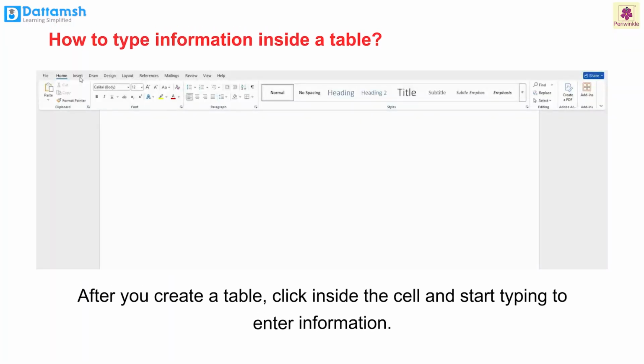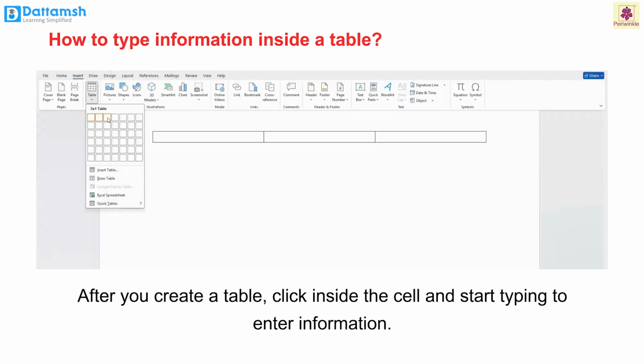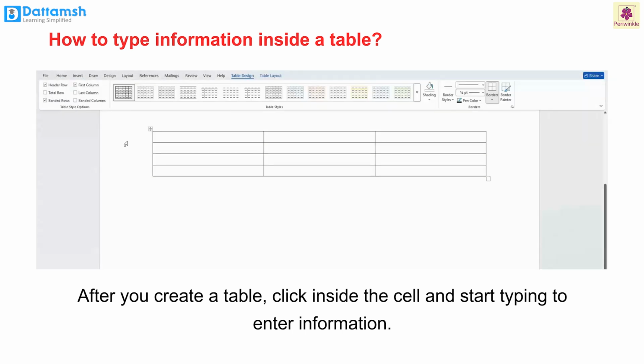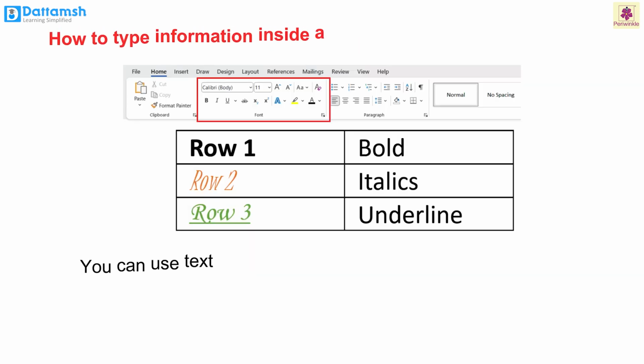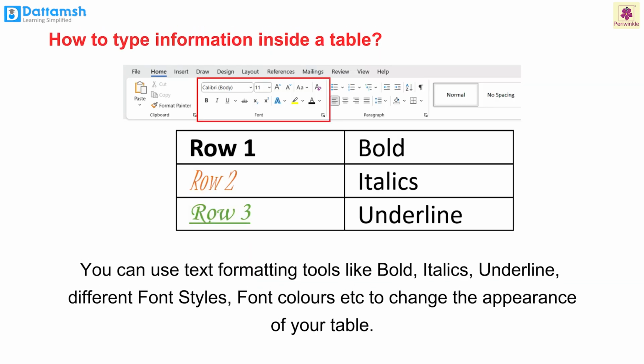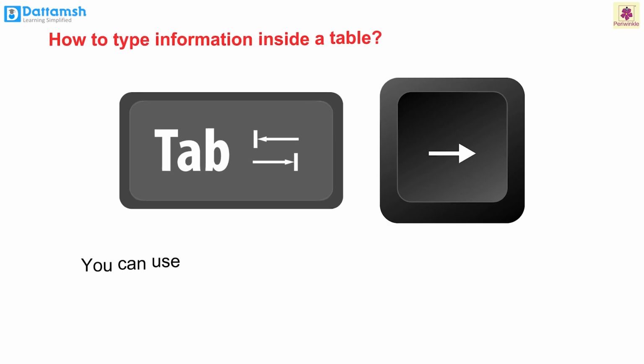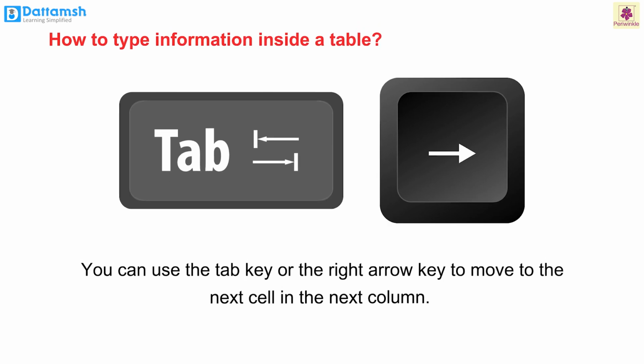Students, now let's learn how to type information inside a table. After you create a table, click inside the cell and start typing to enter information. You can use text formatting tools like bold, italics, underline, different font styles, font colors, etc. to change the appearance of your table.